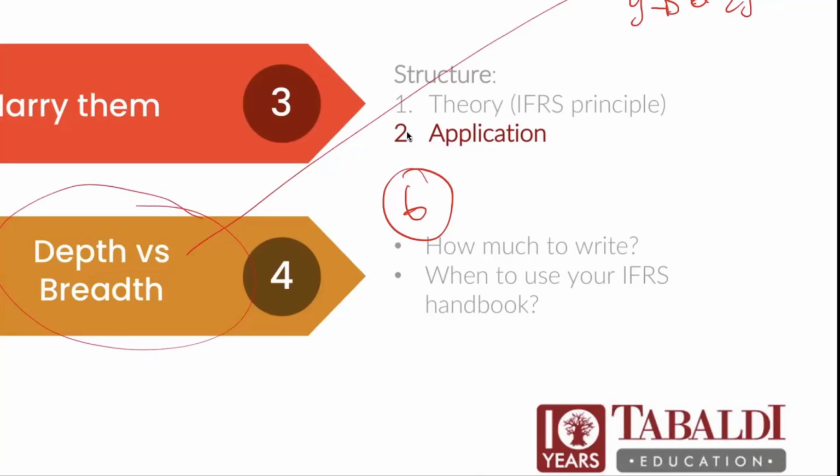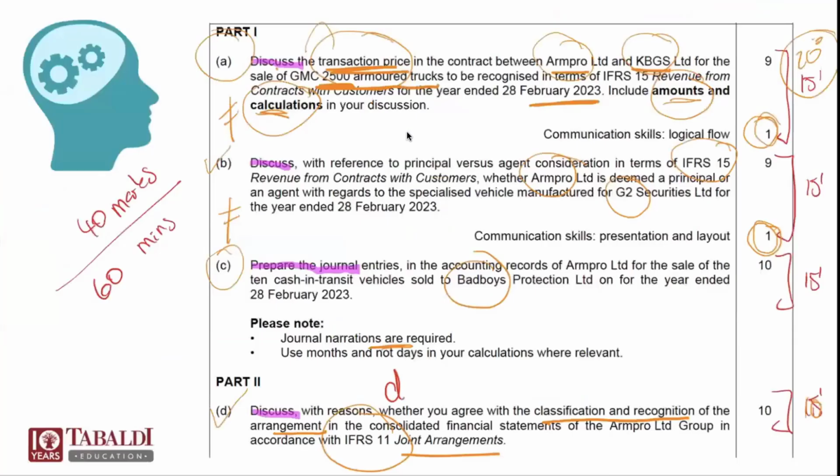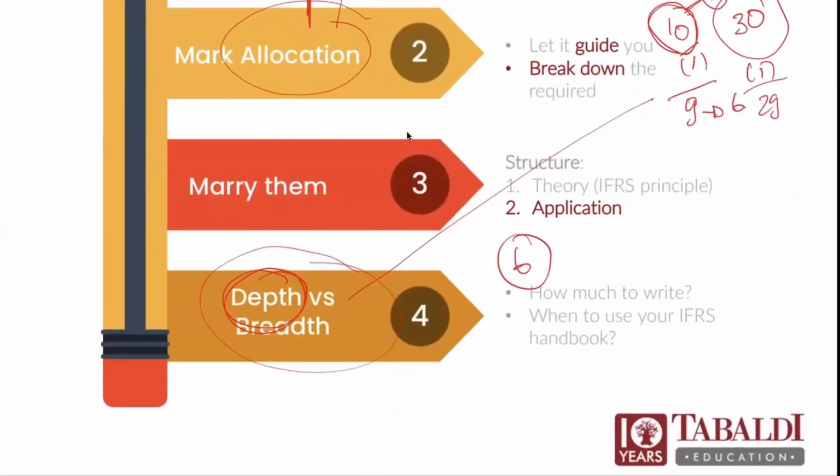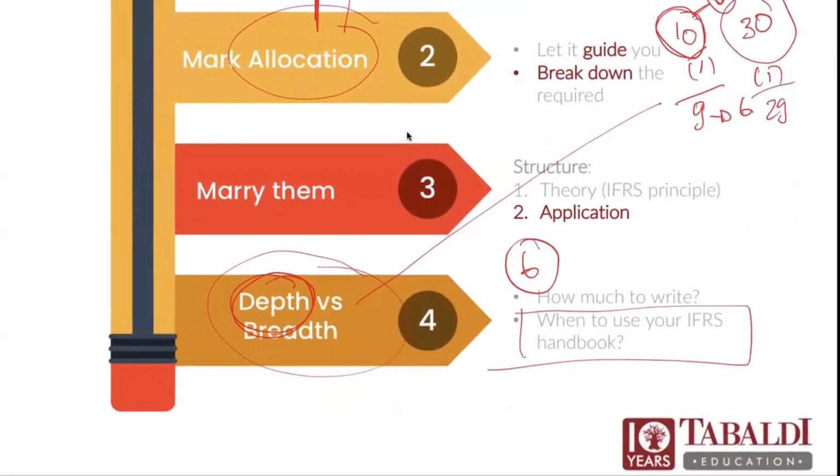usually when there is a lot of depth required, and if I go back to this example, this requires some depth because I need to talk about the criteria in IFRS 11, right? There are very specific criteria. I'm digging into IFRS 11. If I'm talking about agent versus principal, I am digging into the depths of what is an agent versus a principal. Can you see that's not a broad kind of coverage question? It's a very specific, detailed question. When you have questions that are focusing on depth, you will need to be using your IFRS handbook, okay?